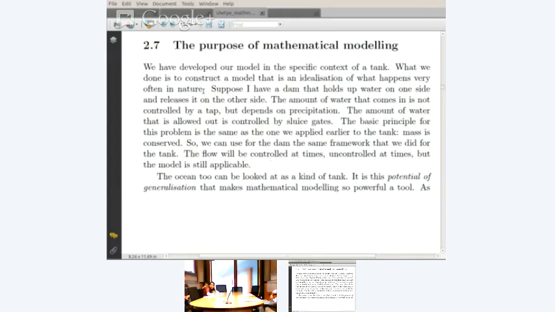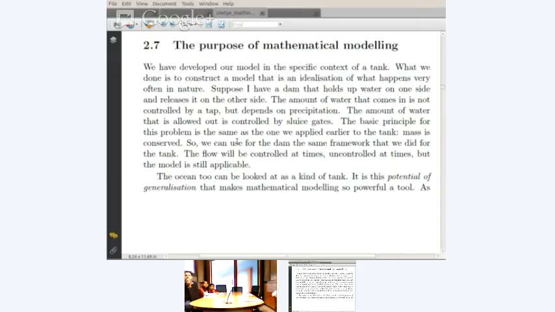Okay, now in this chapter, the model was developed in the specific context of a tank. What was done is to construct a model that is an idealization of what happens very often in nature. Suppose you have a dam that holds up water on one side and releases it on the other side. The amount of water that comes in is not controlled by a tap, but depends on precipitation, which involves a larger error bar when you're talking of measurement. The amount of water that is allowed out is controlled by sluice gates. That's not very different from the tap.